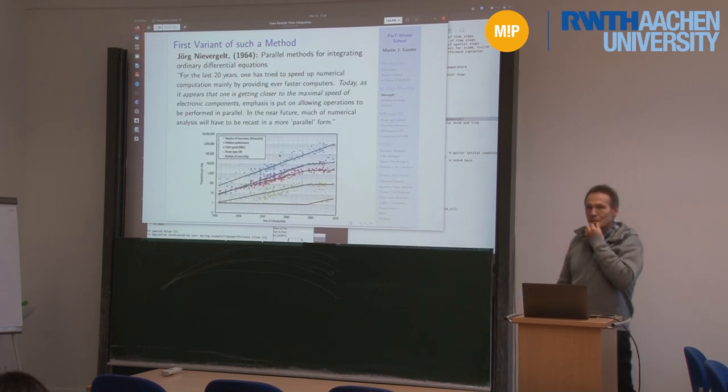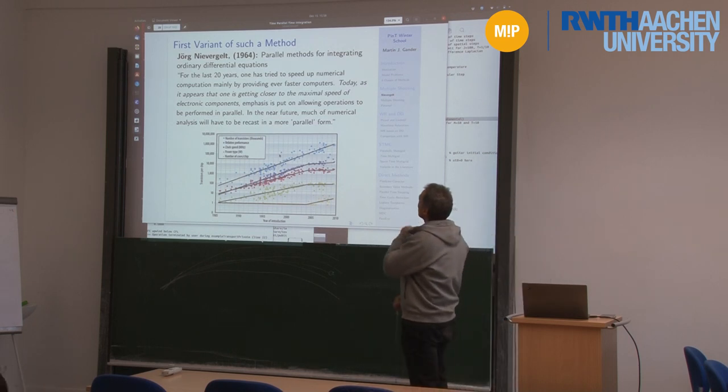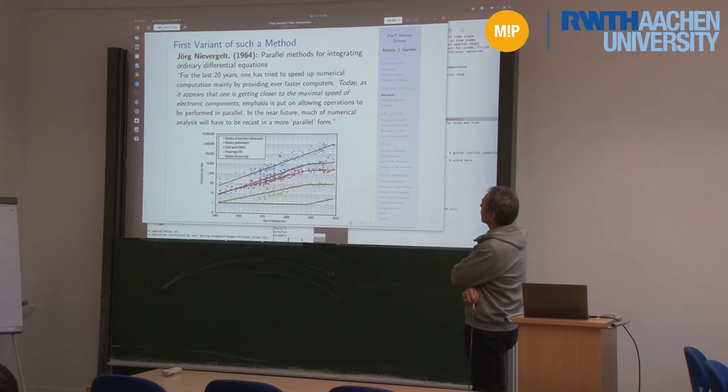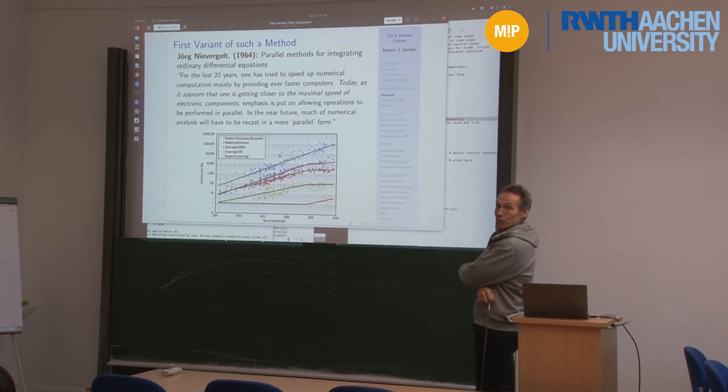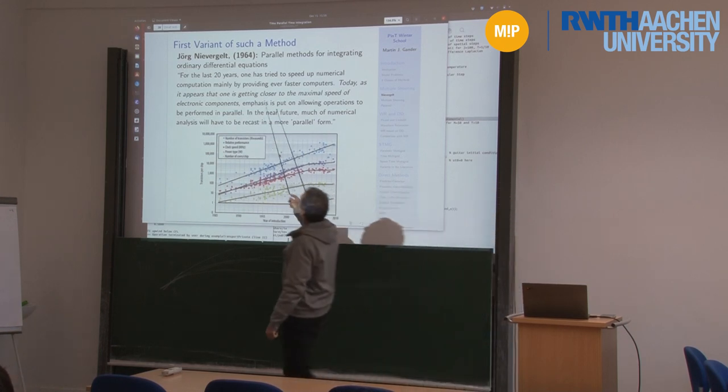And the first is Nievergelt, who tried to do this. And here is the second quote, which I like, of Jürg Nievergelt. For the last 20 years, one has tried to speed up numerical computation mainly by providing ever faster computers. Today, and this is in 1964, today, as it appears that one is getting closer to the maximal speed of electronic components, emphasis is put on allowing operations to be performed in parallel. In the near future, much of numerical analysis will have to be recast in a more parallel form. And that was in 1964.